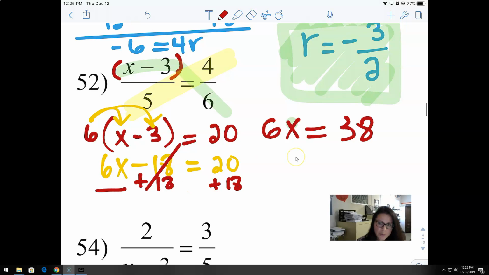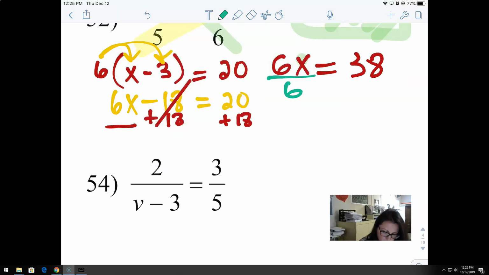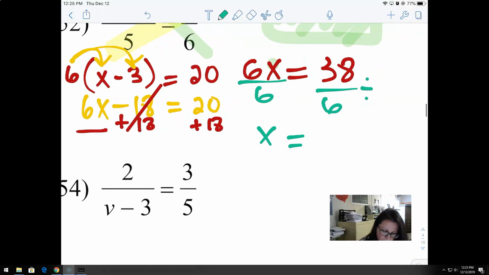And now I'm going to divide both sides by 6. And I get x equals, all I could do is reduce over here by 2. So when I go 38 divided by 2, that gives me 19. And 6 divided by 2 is 3. And this is your final answer, 19 over 3.